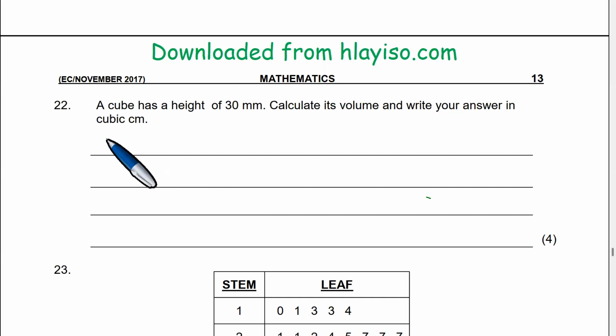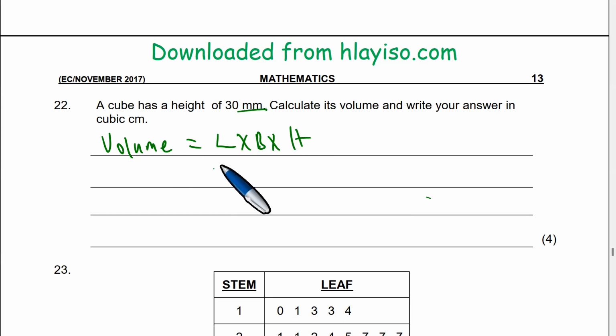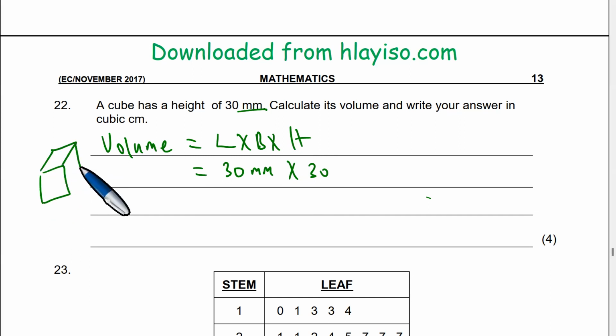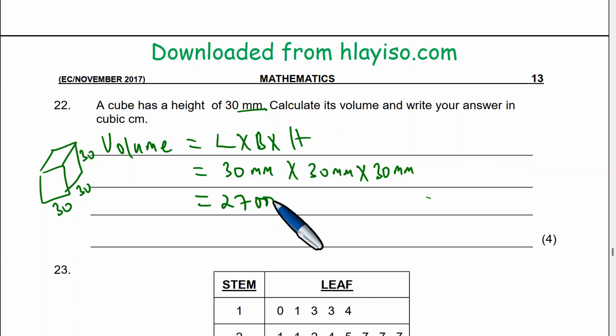What is the volume of a cube? This 30 millimeters. It's length by breadth by height. But the height is this, so it's going to be 30 by 30 by 30, because a cube has all sides equal to each other. So each is 30, 30, 30. Now you multiply everything. What's the answer? 2700.